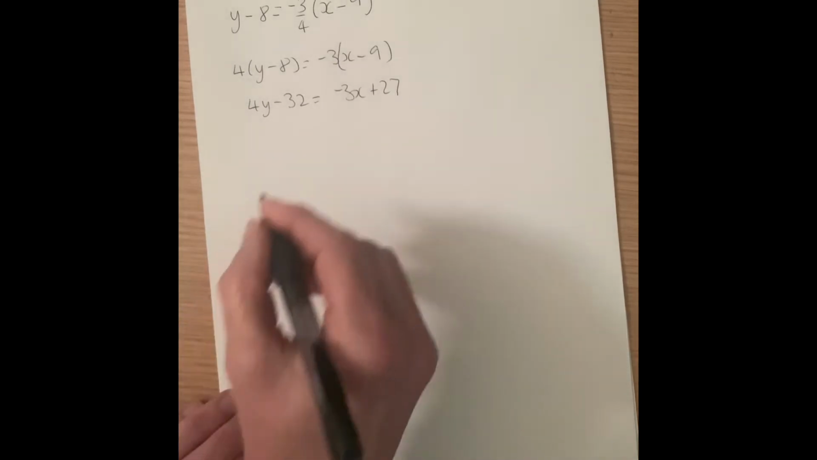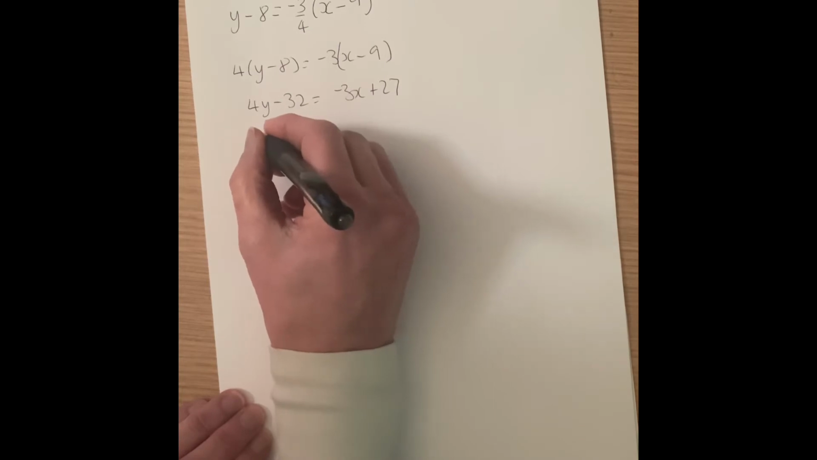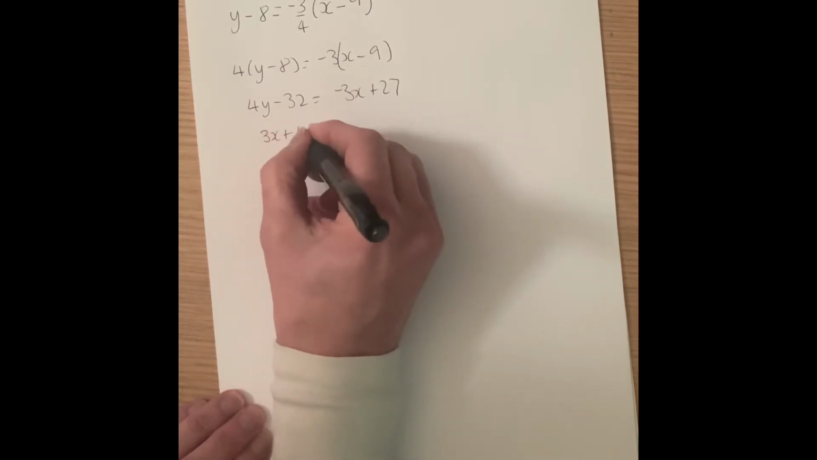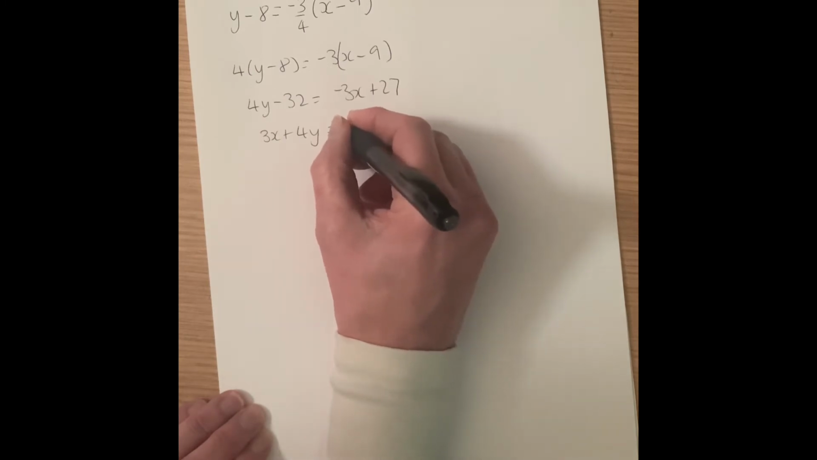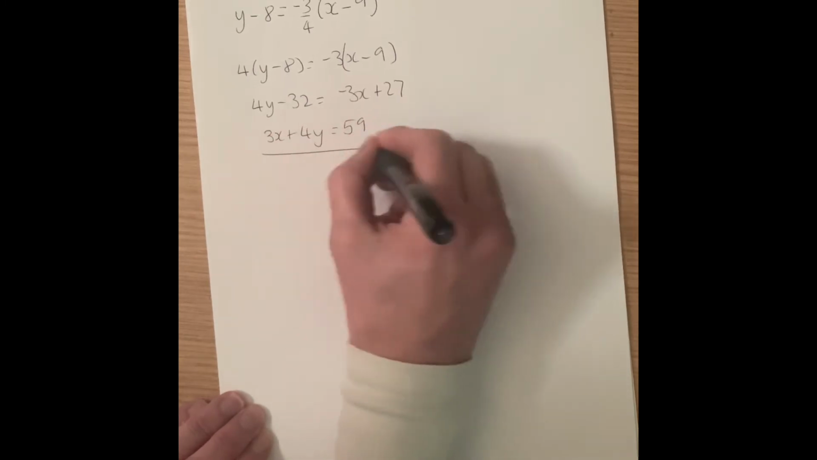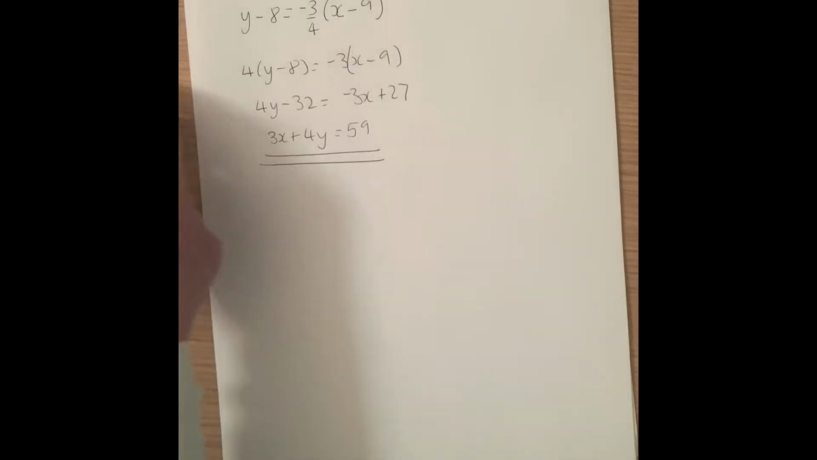And then it's up to you how you're going to do this. It hasn't specified how it wants it, so it's not that bothered. So if I bring that 3x over here, I'm going to have 3x plus 4y. And if I add 32 to both sides, I'm going to get 59. So there we have the equation of the line, but you might have given it in another format. So we're looking for the numbers 3, 4, and 59 in the answer.